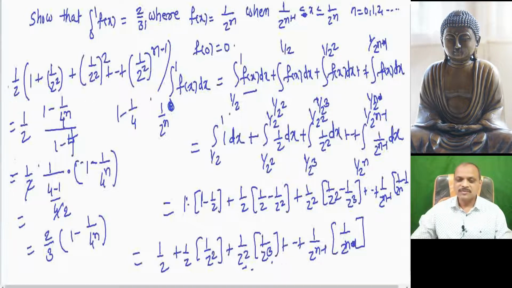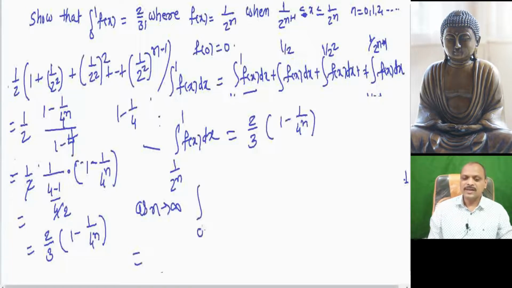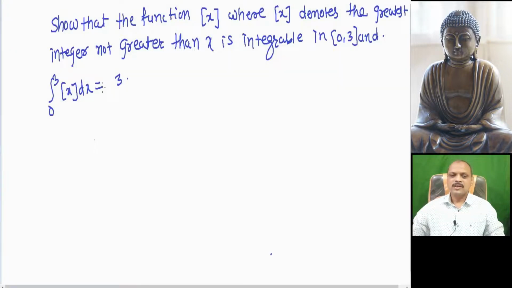Okay, integration of f, right. What is this? This is integral of f of x into dx from 1 by 2 raised to n to 1 equal to 2 by 3 into 1 minus 1 divided by 4 raised to n. Now as n tends to infinity, we get 0 to 1 f of x into dx equal to, this will be 0, this will be 0, and we get 2 divided by 3. So now we prove another problem.